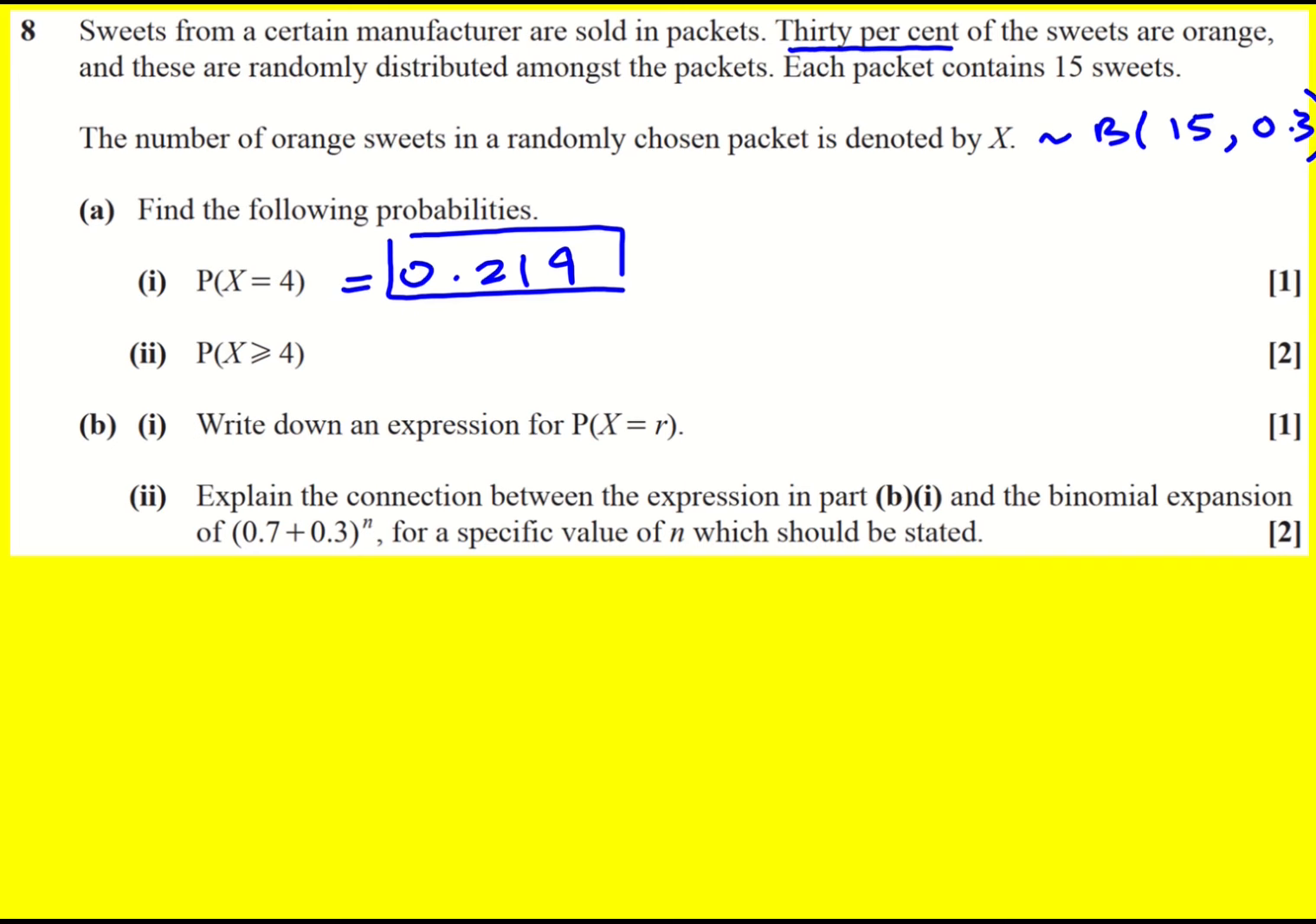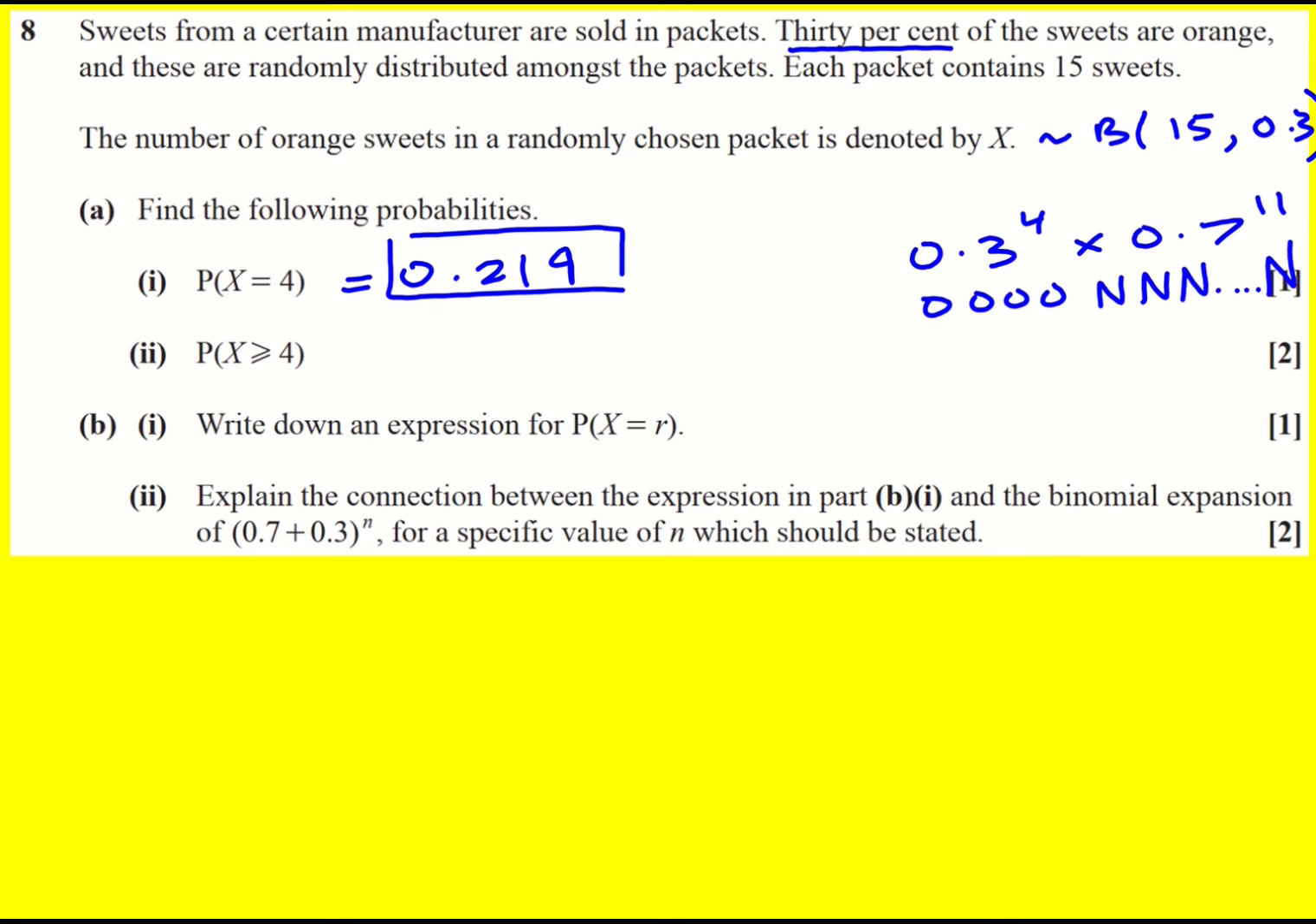So the way this calculator actually worked that out is that imagine you had just 4 orange sweets in a row. It would be 0.3 to the 4, the first 4 that you find, and then it would be 0.7 to the 11. Basically you're getting 4 orange and then 11 not orange.